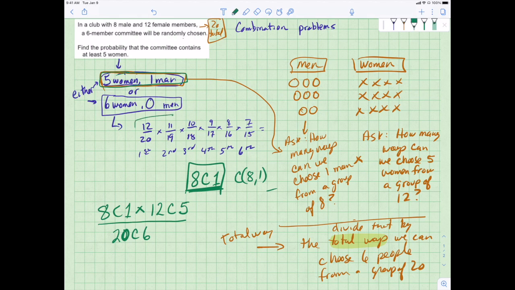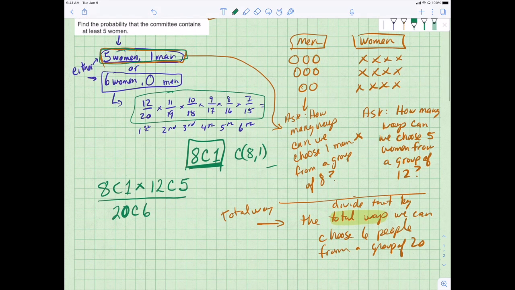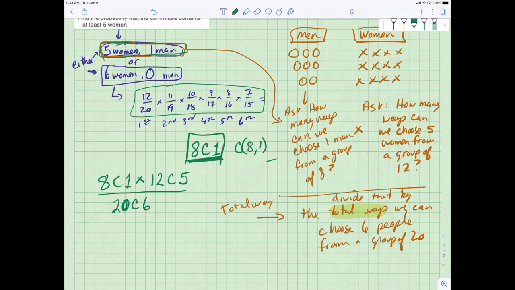Now, rather than have to come up with this formula too, we'll get the same number, but we can say how many ways can we choose 6 women and 0 men? Well, if we use this same formula, that's going to be 8 choose 0, because we're not choosing any men, times 12 choose 6, because we're going to choose 6 women out of the group of 12. And we're going to divide that by 20 choose 6. And then we're just going to have to add these together.